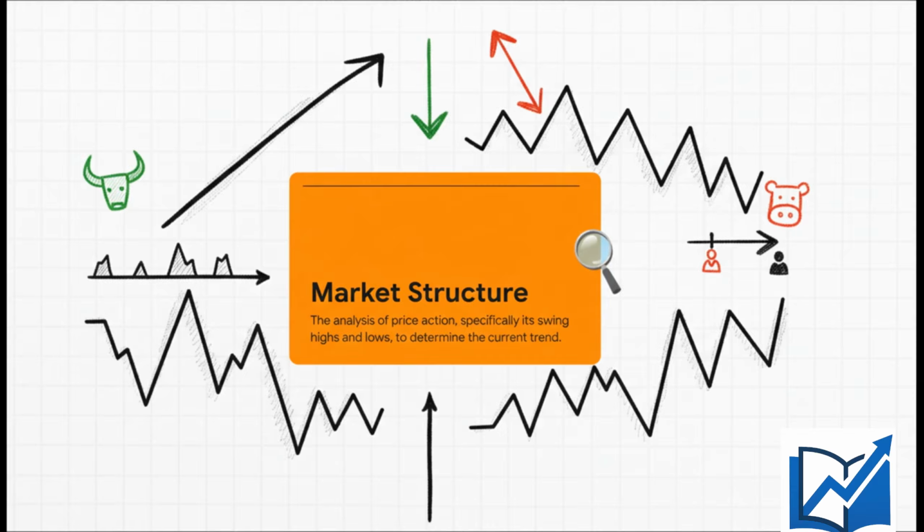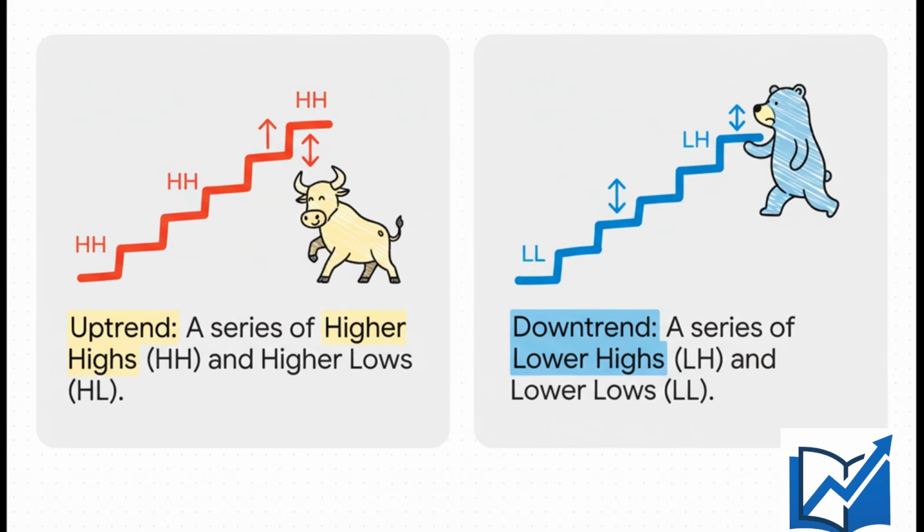By just looking at this sequence of highs and lows, we can figure out what the market is doing right now. Is it trending up? Is it trending down? Or is it just kind of going sideways? It's the market's way of literally telling us who's in control, the buyers or the sellers. And this makes the whole thing super simple to visualize.